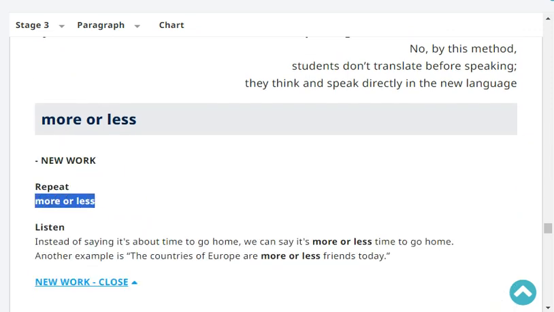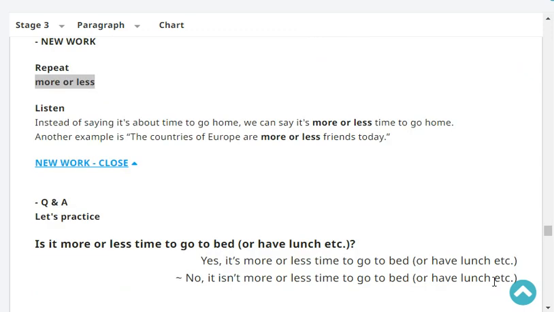Next, repeat more or less. More or less. Very good. Okay, listen. Instead of saying it's about time to go home, we can say it's more or less time to go home. Another example is the countries of Europe are more or less friends today.